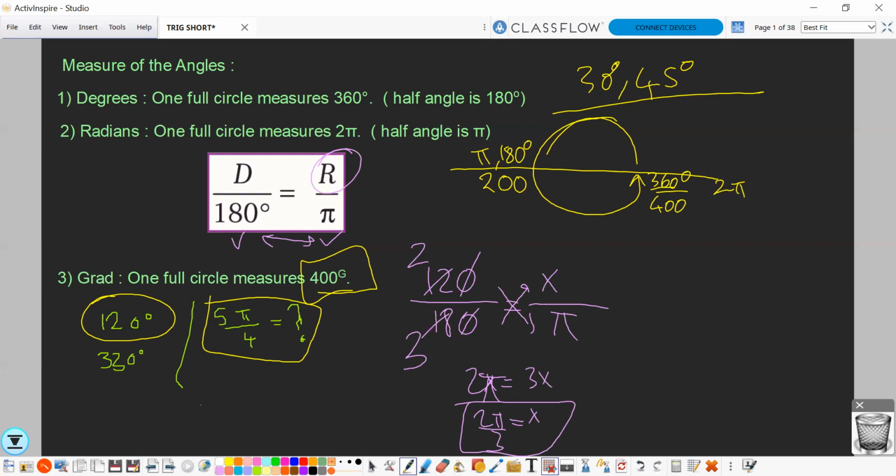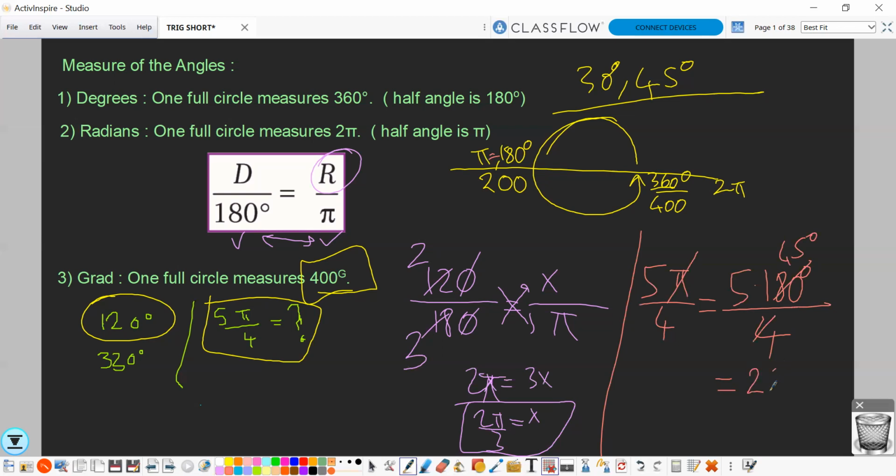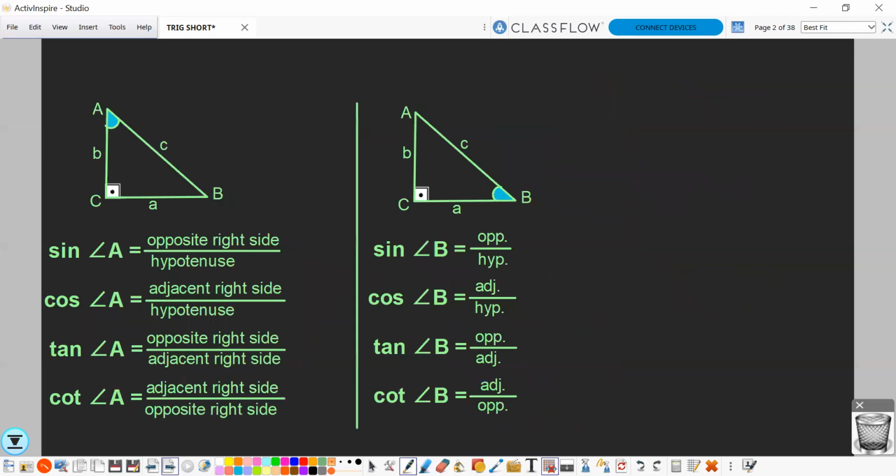But if you have 5 pi over 4 and want to convert from radian to degree, it's a lot easier than this one. We know that pi corresponds with 180 degrees. So you simply remove pi and insert 180 degree instead. It becomes 5 times 45 degree, 225 degree.